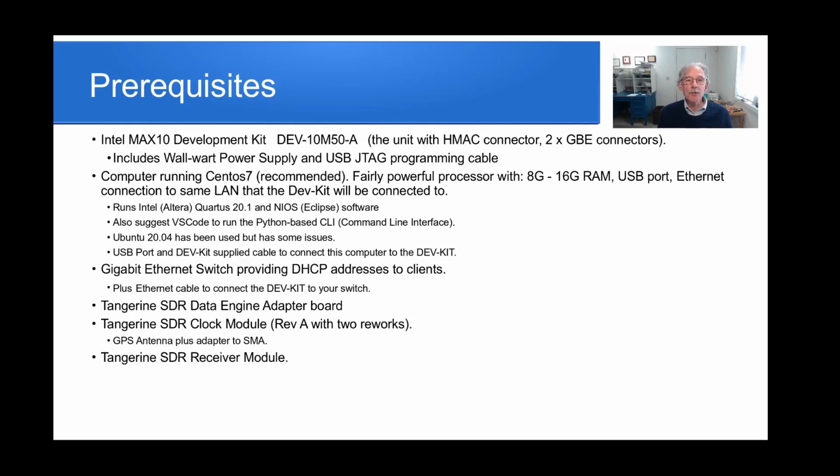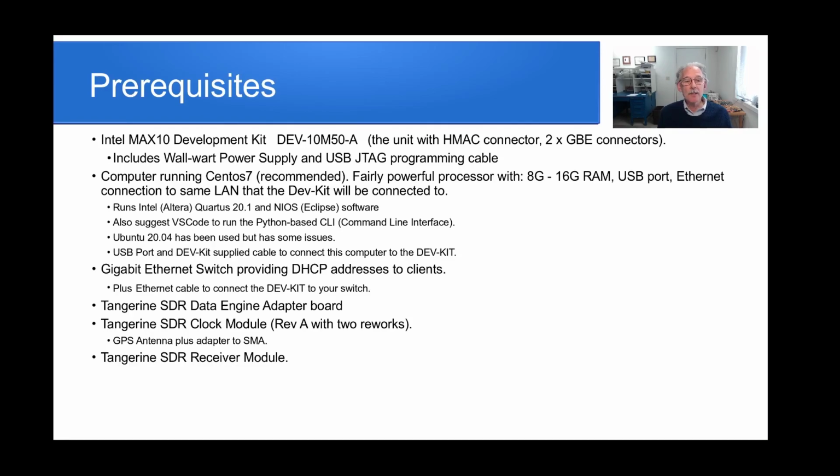You also need a gigabit Ethernet switch, which provides DHCP addresses to the clients. The current software load does not allow a static IP address on the development kit. It will automatically get an IP address from the DHCP server.